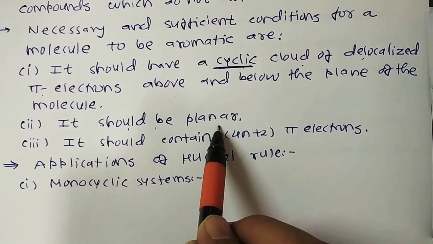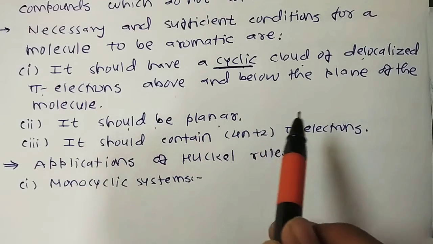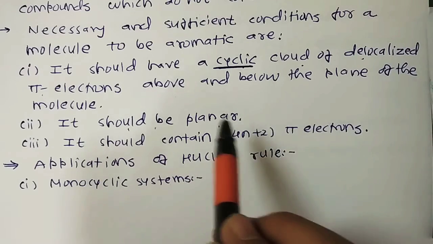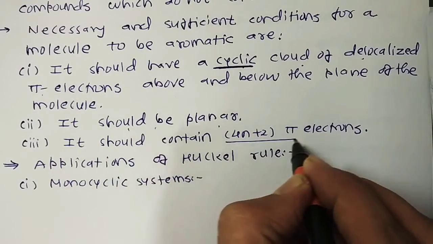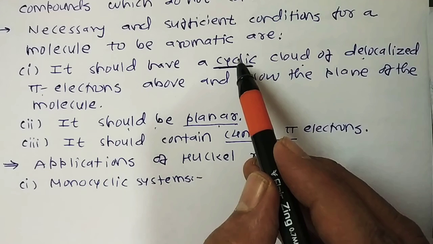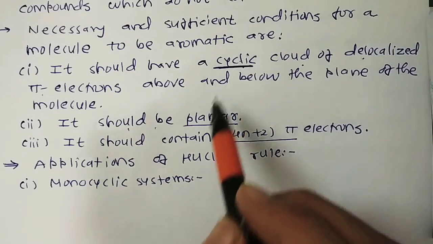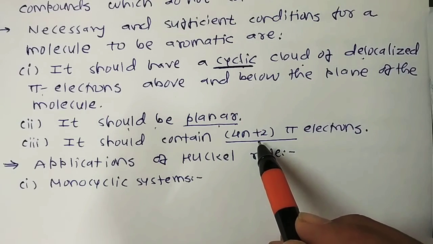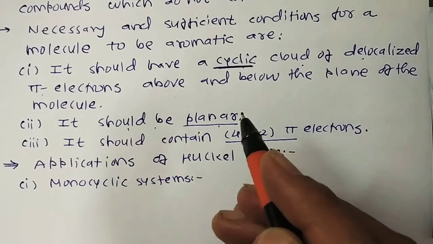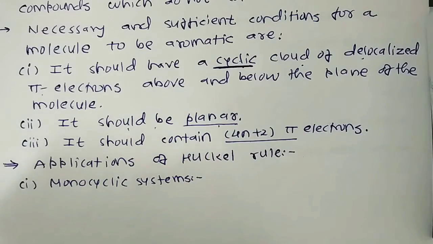Why should it be planar? Because complete delocalization of pi electrons is possible only if the ring is planar, to allow a cyclic overlap of p orbitals. It should also contain 4n plus 2 pi electrons. So these are the three main conditions: cyclic, planar, 4n plus 2 pi electrons. Any compound that fulfills these three conditions is aromatic in nature. A molecule which does not satisfy any one or more of the above conditions is said to be non-aromatic.